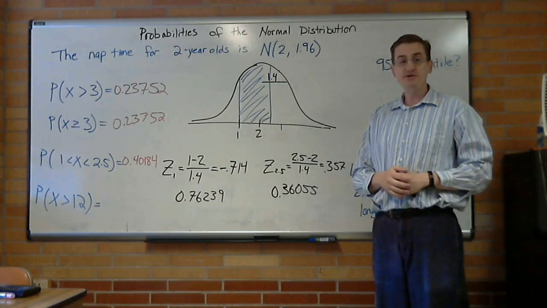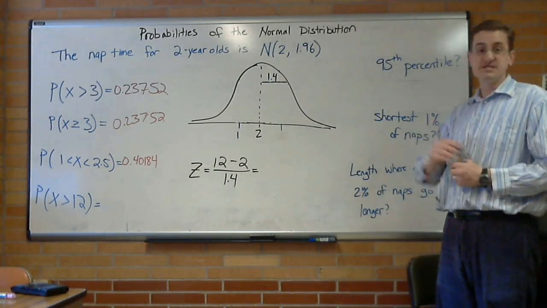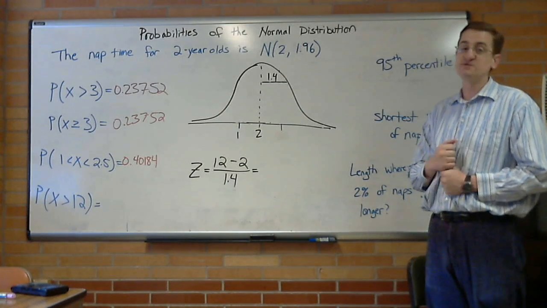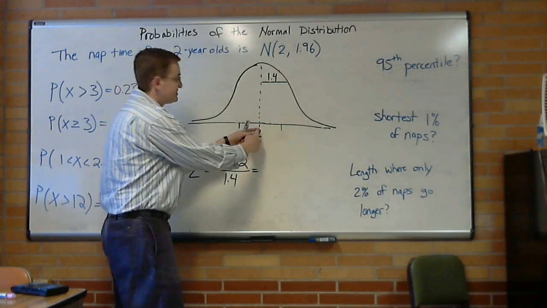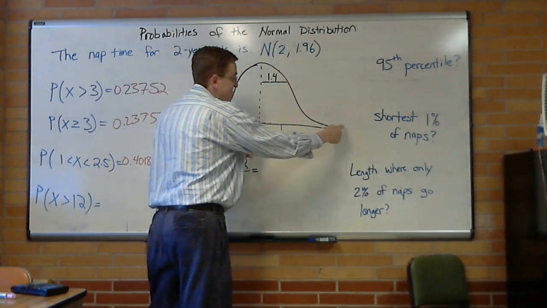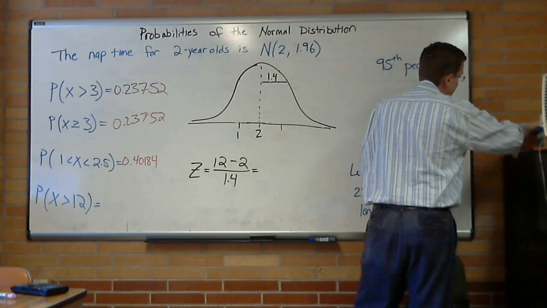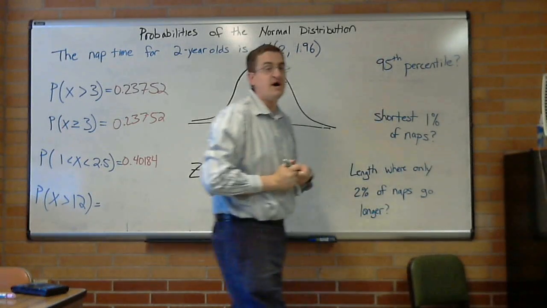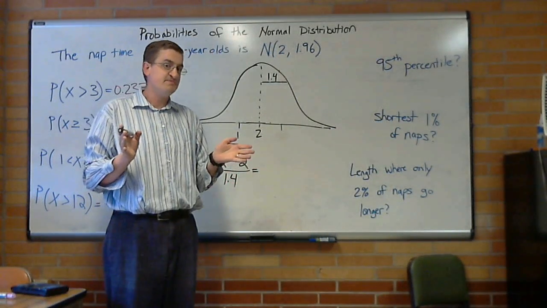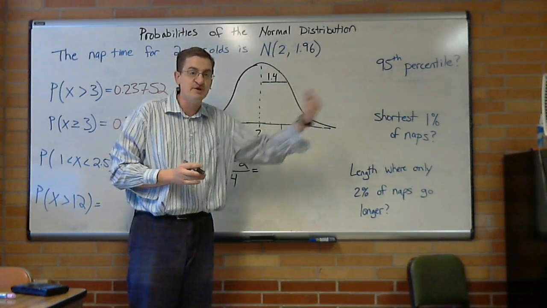Let's talk about the probability of x being greater than 12. In other words, what's the chance that your 2-year-old is going to sleep more than 12 hours for his nap time? Don't you wish? Look at our picture. 2, 3, 4, 5, 6, 7, 8, 9, 10, 11, 12. It's right here. I'm not really going to write on my wall, but I'll bet you can guess what the probability is going to be. Based on the normal curve, how much area do we have from that point on?